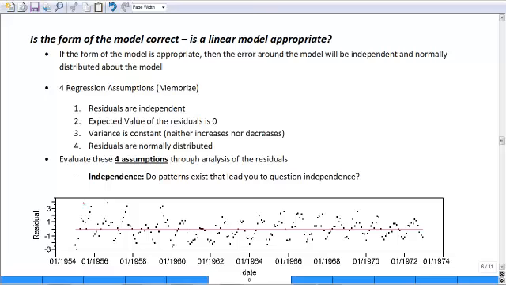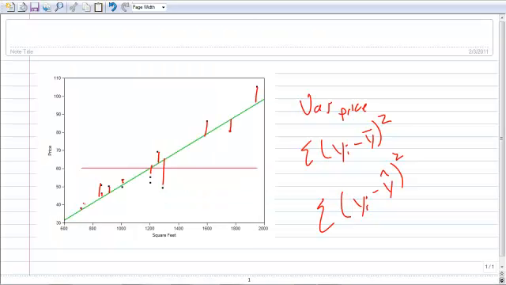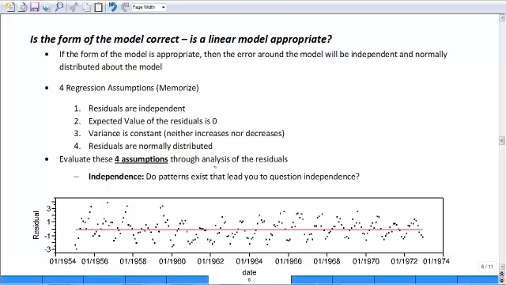Now, when we take these residuals, we are going to effectively rotate this line until it's horizontal. We're going to bring this line down to the red line, bringing all the points along with it, and this will give us a plot of the residuals that we can evaluate. We'll take a look at our sample in a few minutes, but what I want to look at first are the 4 regression assumptions. Number 1, the residuals are independent. Number 2, expected value of the residuals is 0. Number 3, the variance of the residuals is constant. And number 4, that the residuals are normally distributed.